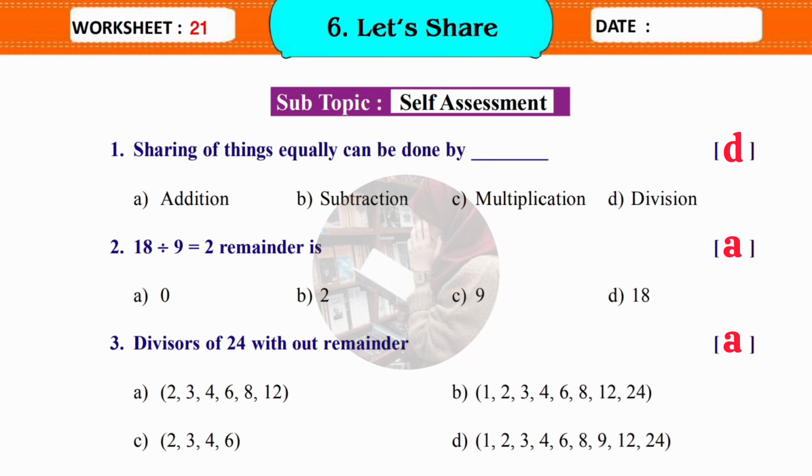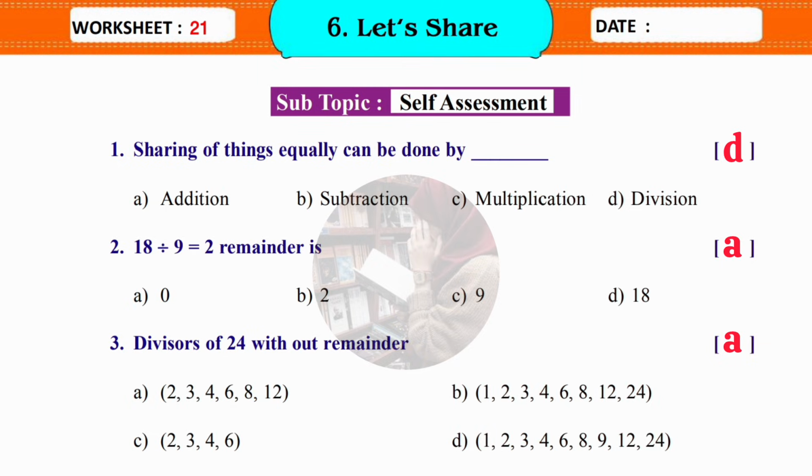Let's see the third one, which is divisor of 24 without remainder. So here from all the 4 options, option A is correct. So 2, 3, 4, 6, 8 and 12. So option A is the correct one.